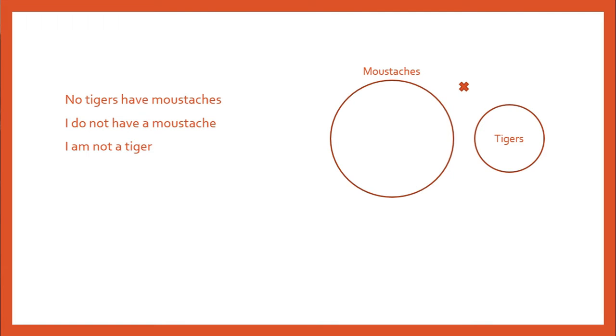And then the next statement, I am not a tiger. For this syllogism to be valid, the X can't be inside the tiger circle while still being outside the mustache circle. So, obviously here you can move the X inside the tiger circle while keeping it outside the mustache circle. So this is an invalid syllogism.